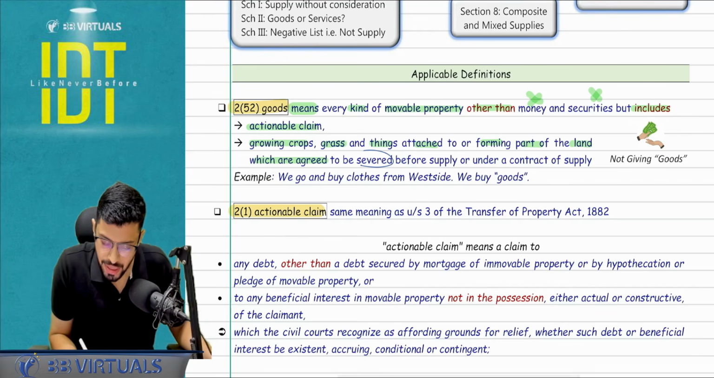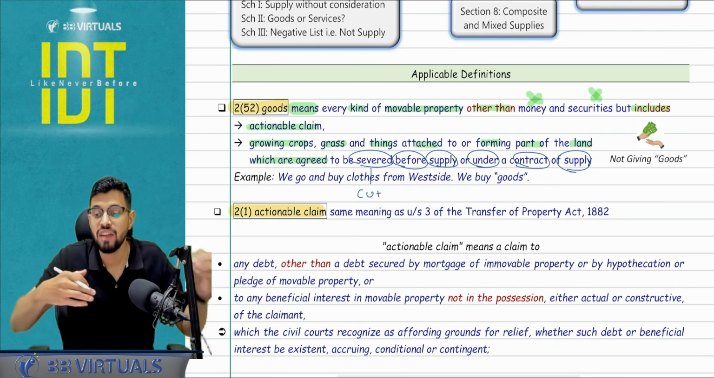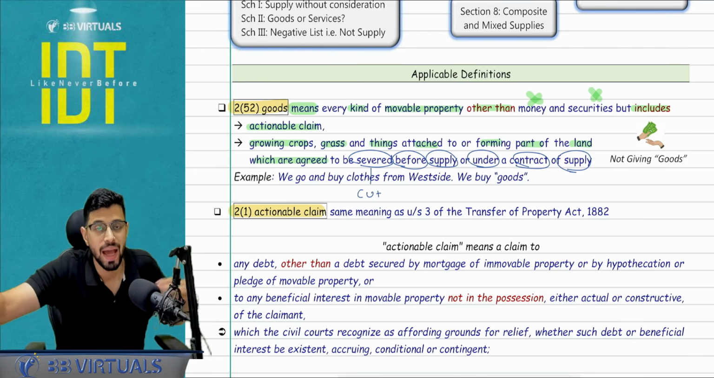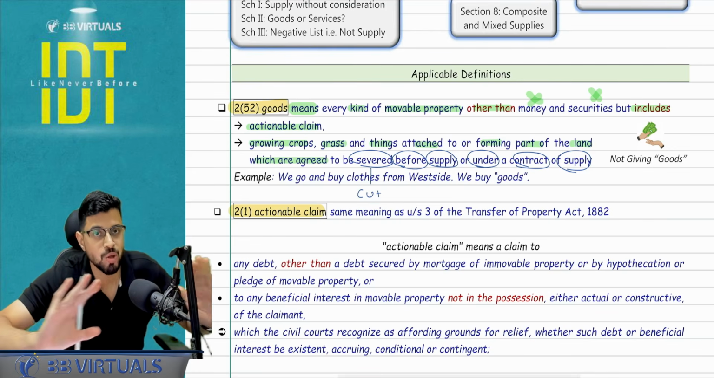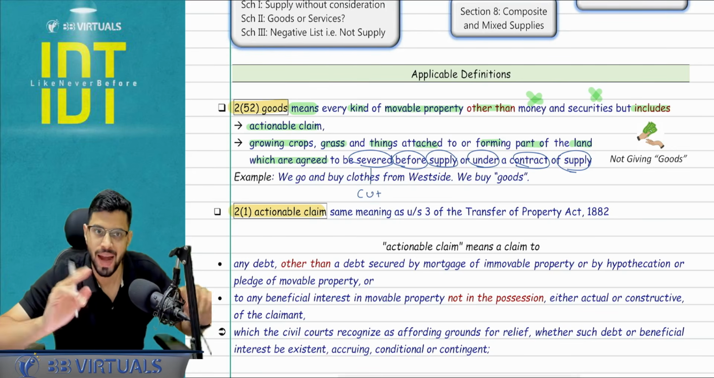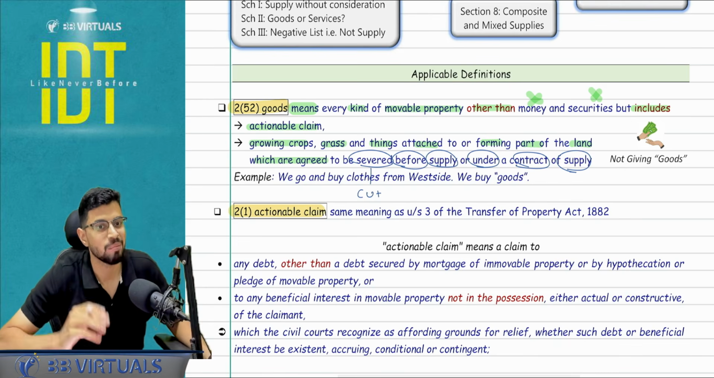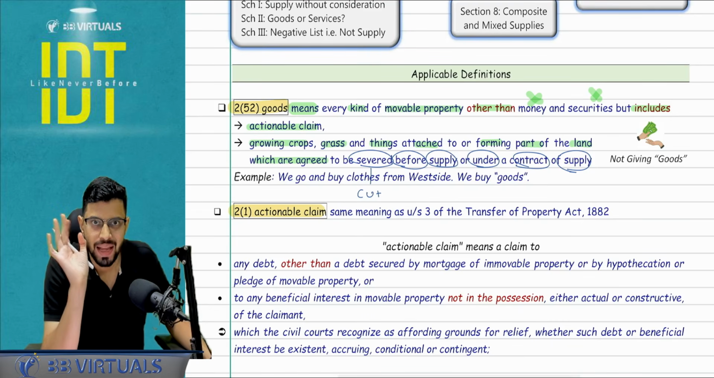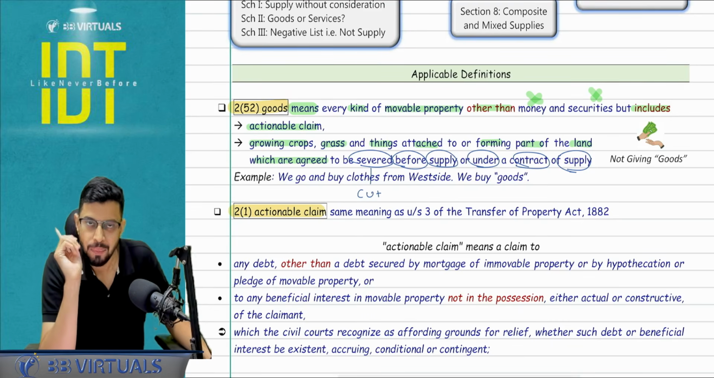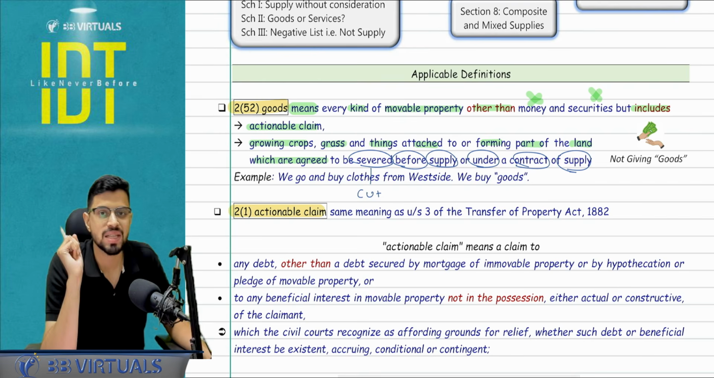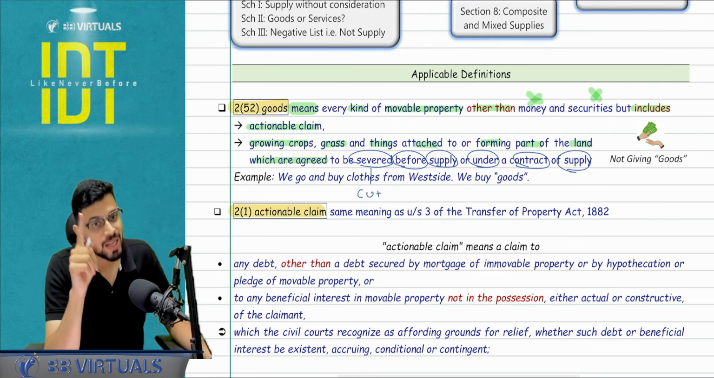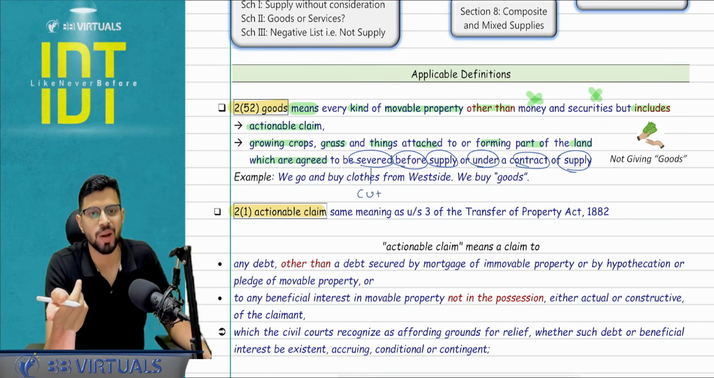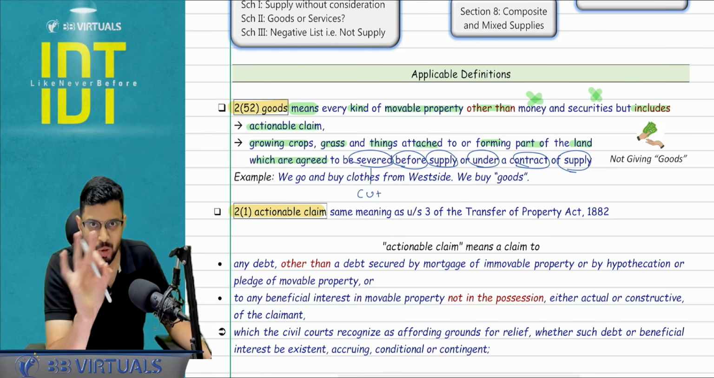Severed means they are agreed to be cut before the supply or under a contract of supply, not after the supply. If I am selling the land to Gayatri and at that time the grass is not agreed to be cut, then the grass cannot be goods because it is not movable, it is attached to the land. So this is merely a land sale, and land is not a movable property. Plus it will be covered in the negative list as well. So it needs to be severed before or during the contract of supply. Simple. So goods is done.